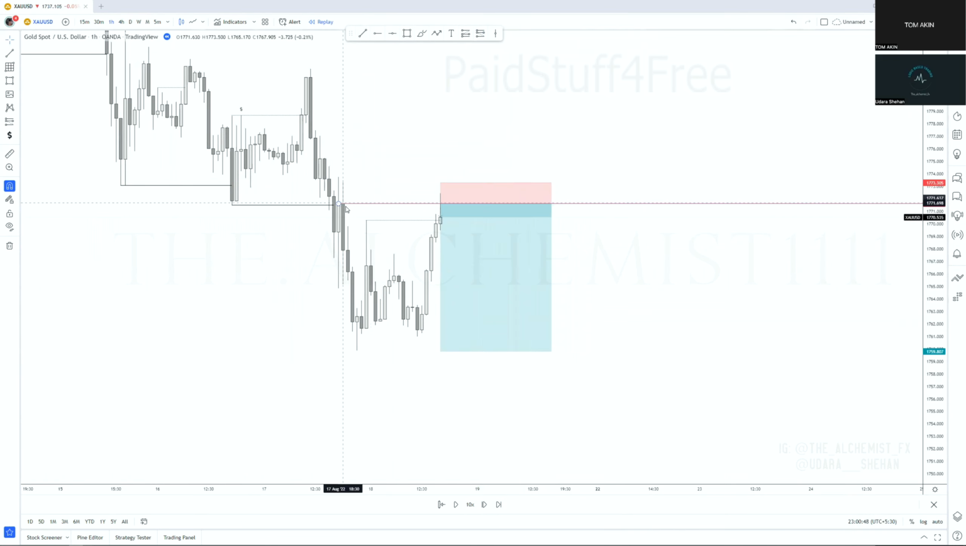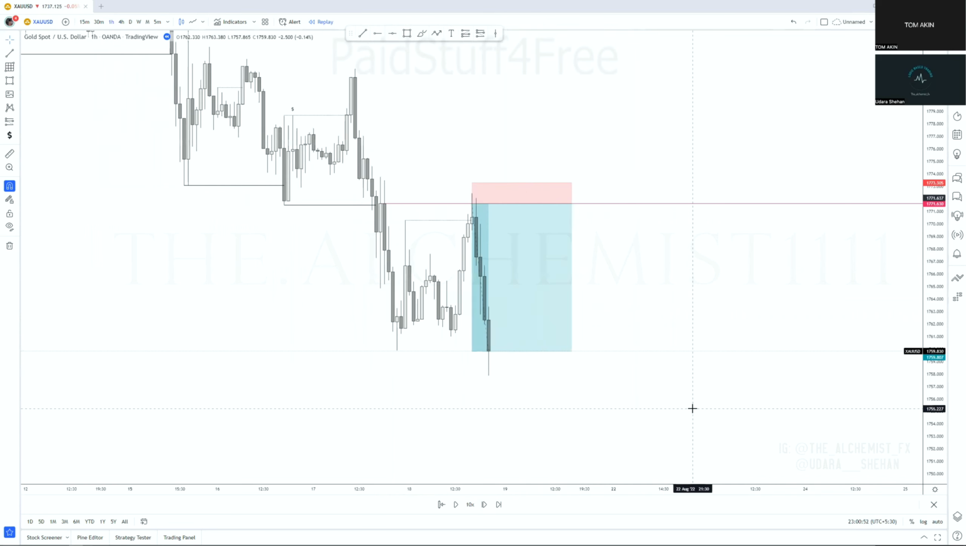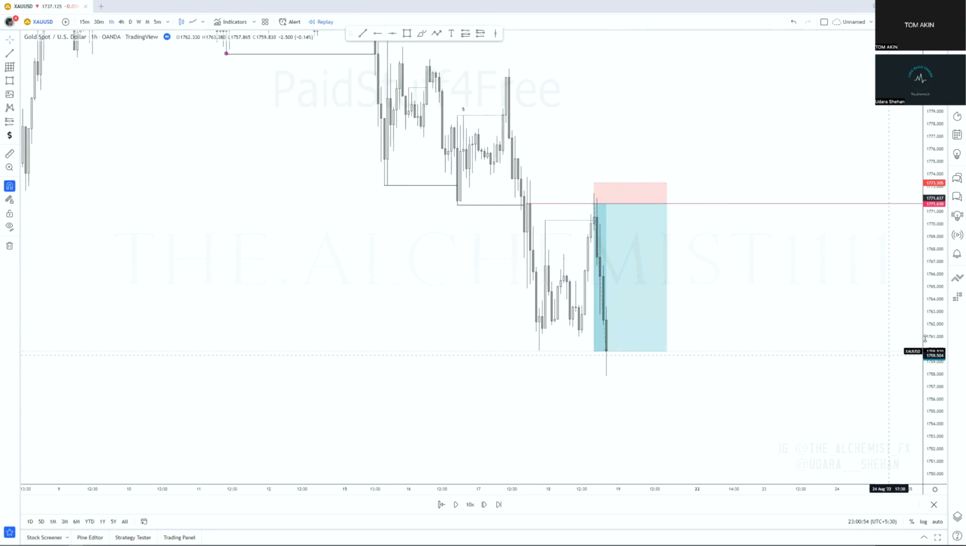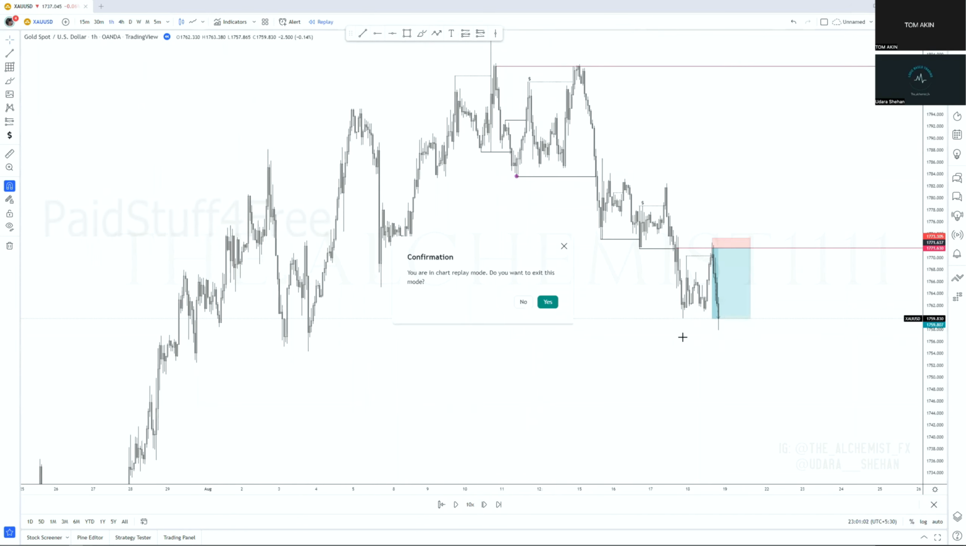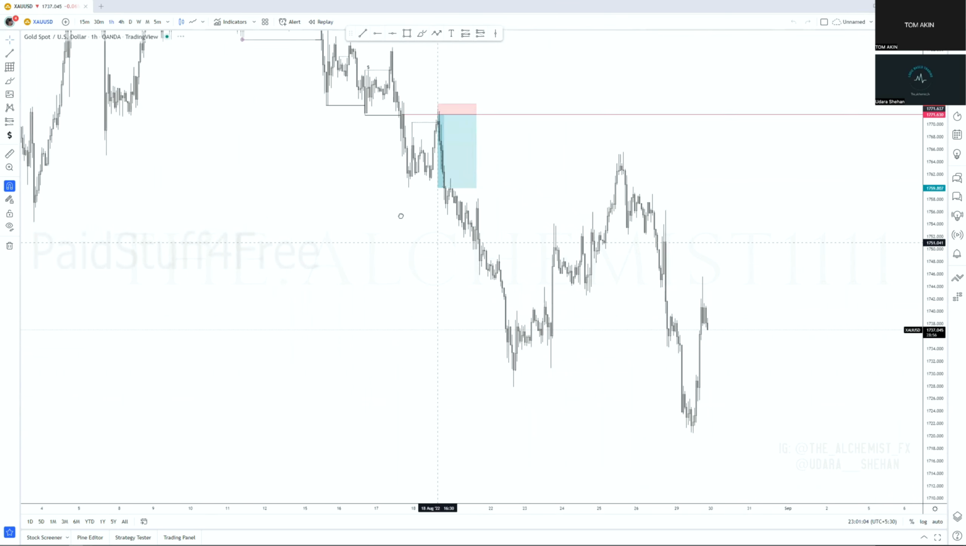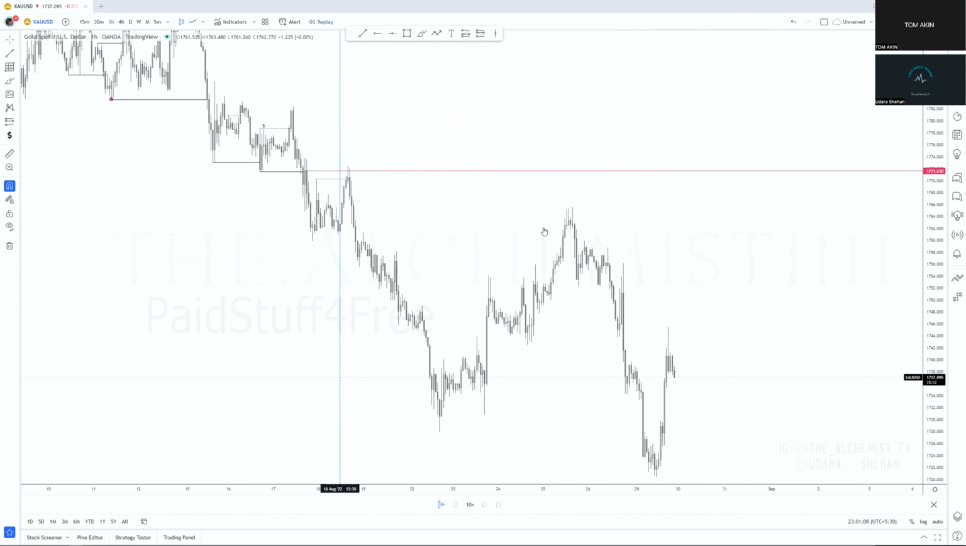Okay, liquidity taken, daily point of interest, and another drop. See that? Same exact setup. Stop hunt, breakout structure, liquidity, time, high time frame point of interest, and time. Okay, so look at the drop. Look at the drop. Okay, you can see that, right? Now look at this one, to show you.